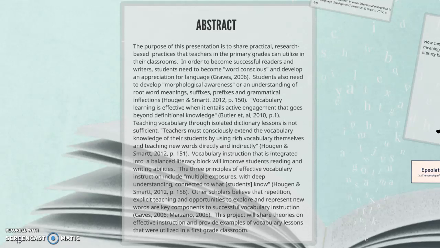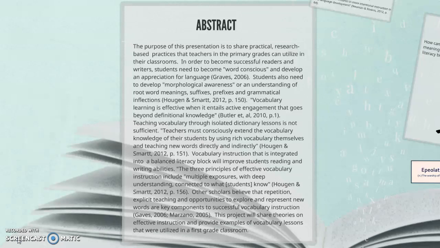In order to become successful readers and writers, students need to develop something called word consciousness, or an appreciation for words and language. Students also need to develop morphological awareness, which is an understanding of root word meanings, suffixes, prefixes, and grammatical inflections.